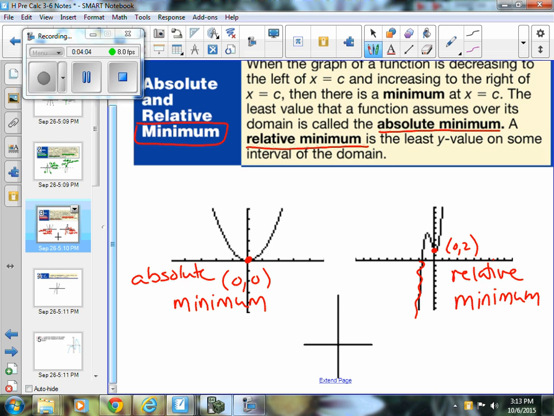So if we take a look kind of at the big picture here, a graph like this second one, there's no absolute anything. The graph continues to get smaller and smaller, continues to get bigger and bigger. It would have no absolutes at all. It only has relatives. So that's very common to what you'll see.